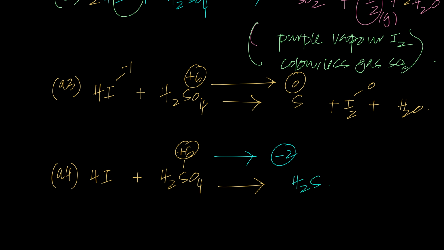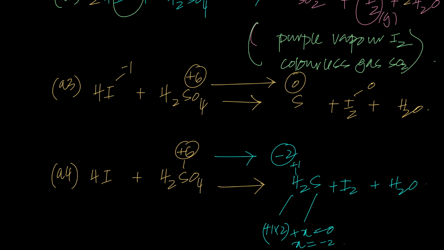How do you go from +6 to -2? H2S. That's -2, because you've calculated the oxidation number of sulfur right here. Hydrogen is +1, but you have 2 hydrogens, so +1 times 2 plus x equals 0, x equals -2. I will take you to -2, and again I2 forms and H2O forms. That's the idea.